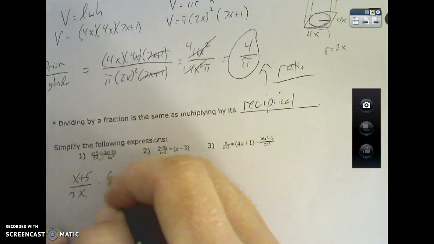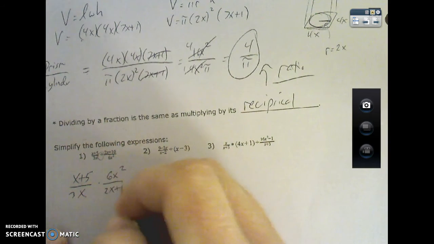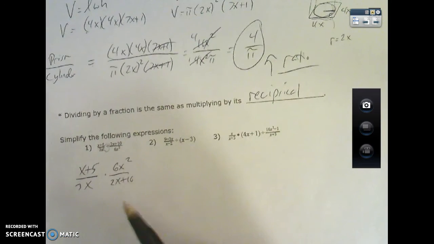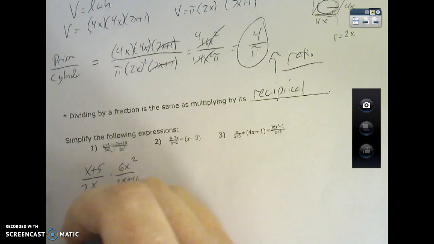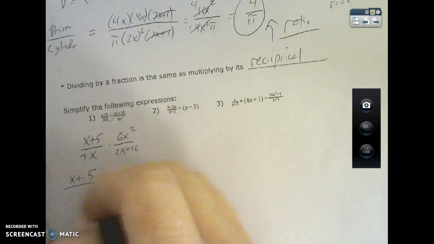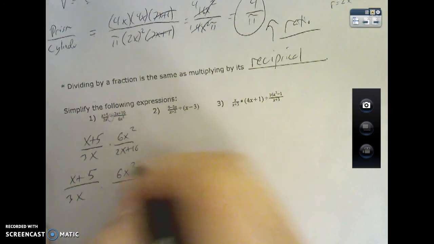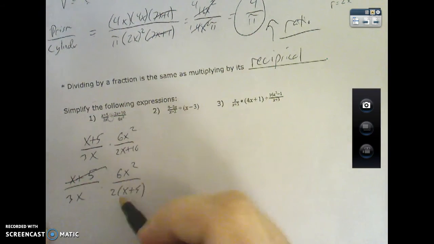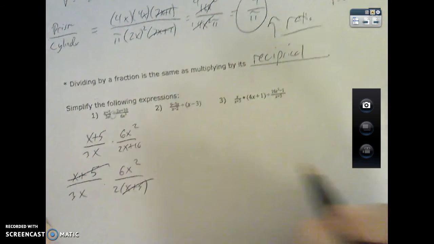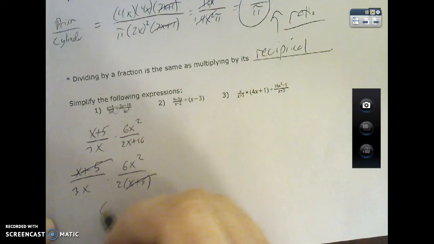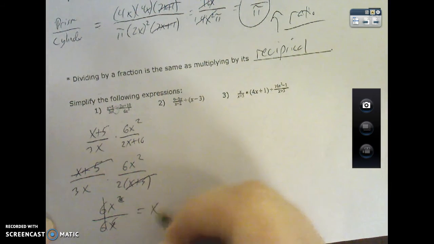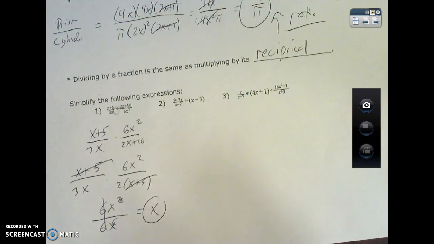So I do 6x squared over 2x plus 10. Now you do what you're talking about. Cancel things out. So x plus 5 over 3x times 6x squared over 2x plus 5. What cancels out? X plus 5 goes away. I can do 6x squared over 2 times 3x is 6x. 6's go away. 1x goes away from up top. My answer is just x.